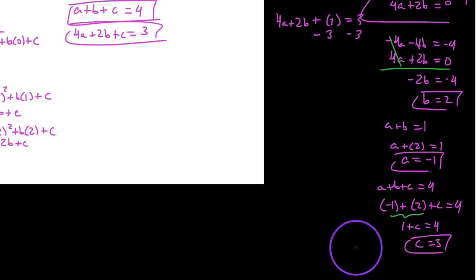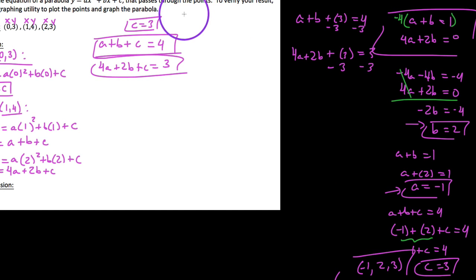Now that we know a, b, and c, typically we write our solutions like this. a in this case is negative 1, b in this case is 2, and our c value is 3. We would now want to go back and write the equation of this parabola. So we have y equals ax squared plus bx plus c.